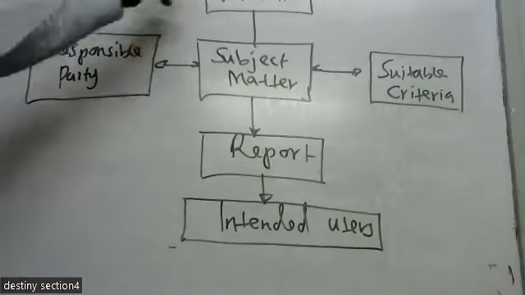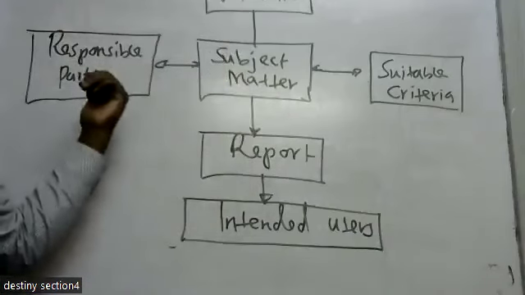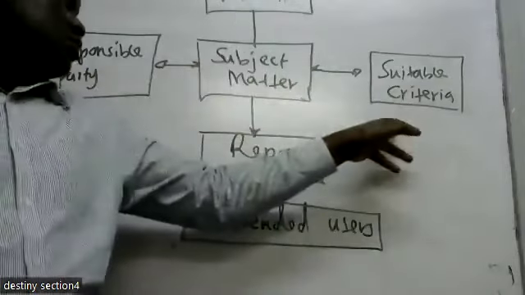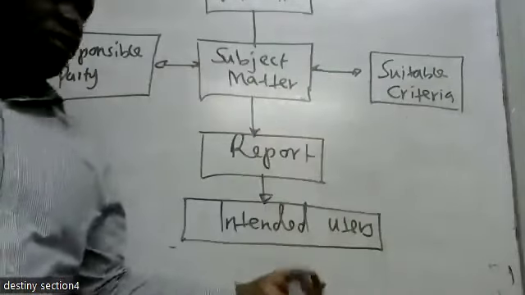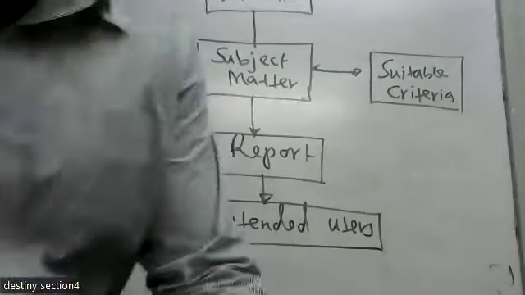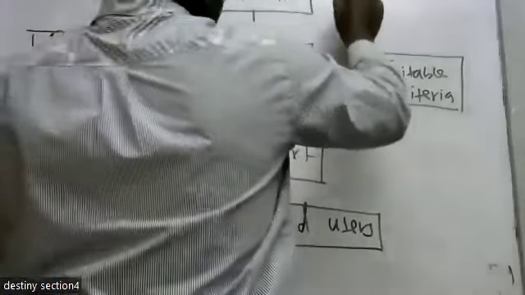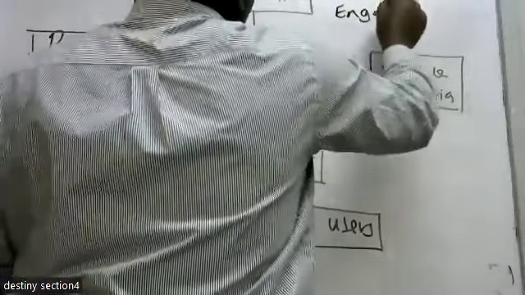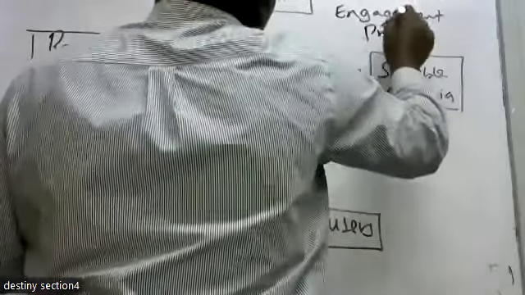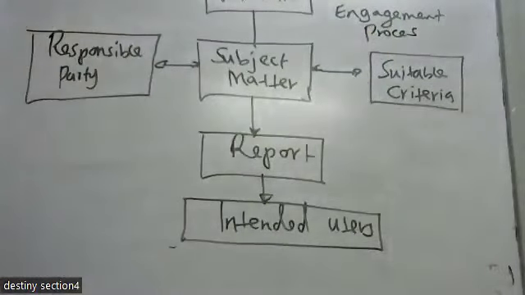So the auditor will examine the subject matter, which was prepared by the responsible party, and based on the suitable criteria, give a report to the intended user, the assurance report. All these make up the engagement process.